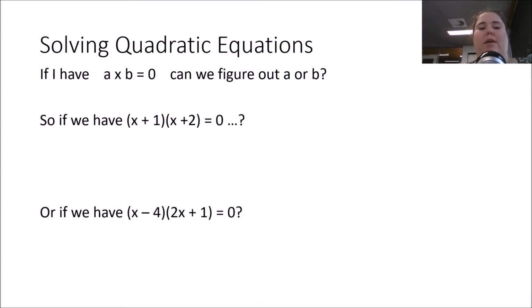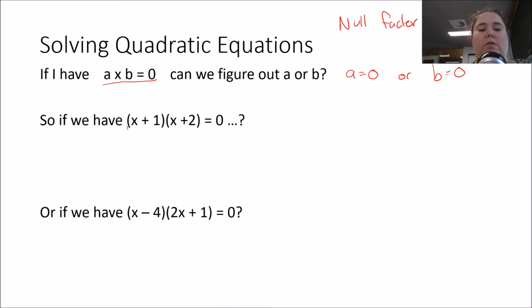x-intercept. Okay, so what we're going to use is called the null factor law. Okay, and that's this. If we have A times B equals 0, we know that either A has to equal 0 or B equals 0. Because two things multiplied together, one of them has to be 0 for it to work. So that is our rule, and that's what we're using.